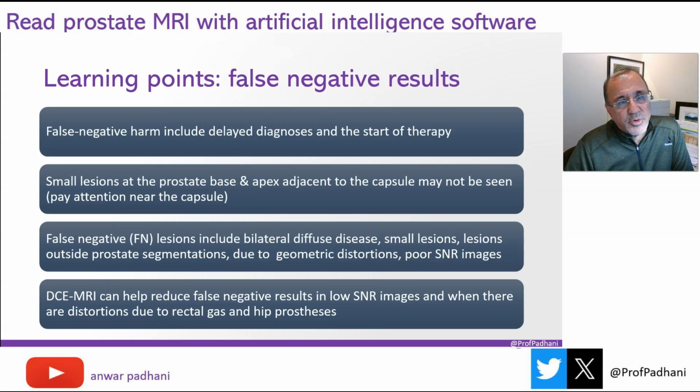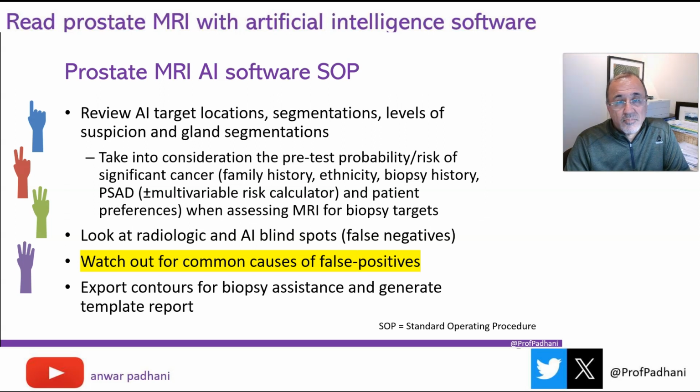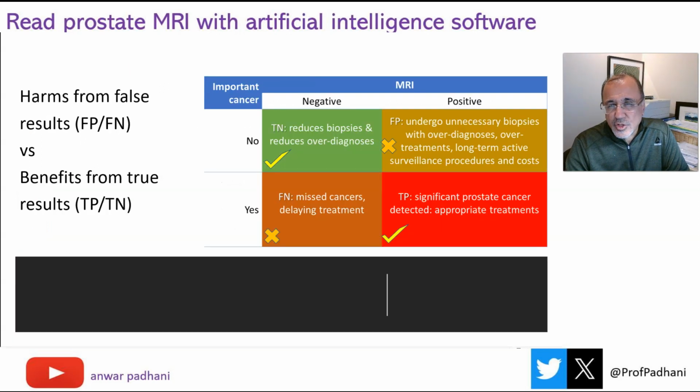So let's talk about some learning points regarding false negative results. So false negative harms include delayed diagnosis and the start of therapy. Small lesions at the base and at the apex adjacent to the capsule may not be seen, so we need to pay special attention in those areas. False negative cases include bilateral diffuse disease, small lesions, lesions outside the prostate segmentations, poor signal-to-noise ratio. And of course, in these particular instances, sometimes the DCE can be helpful, particularly if there is low SNR on the diffusion sequences.